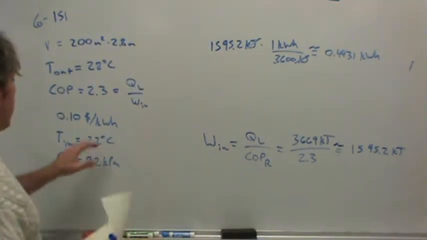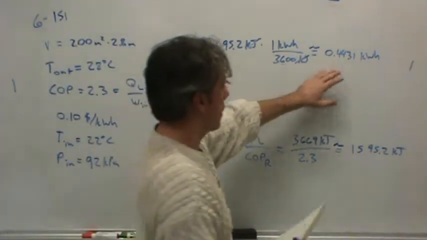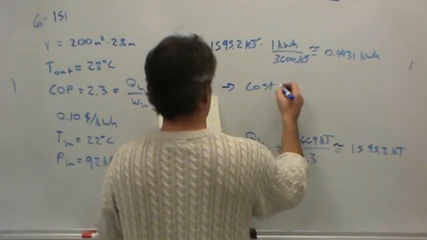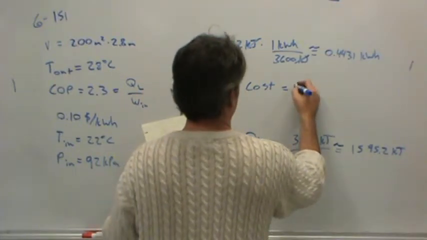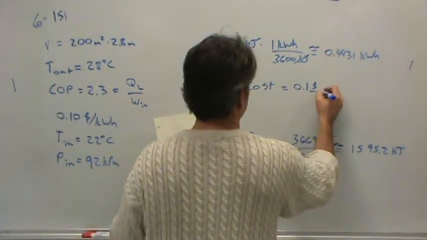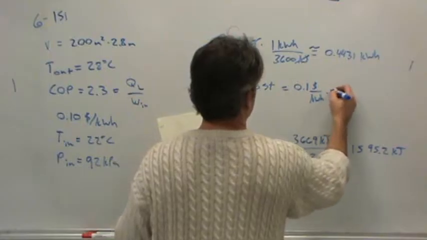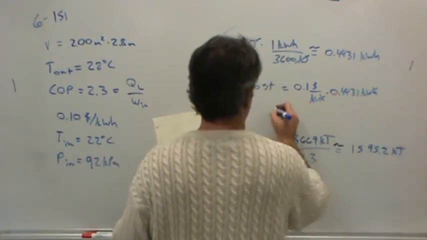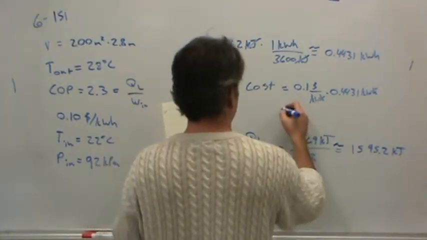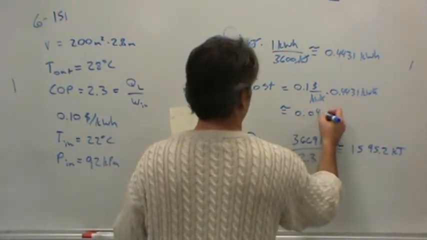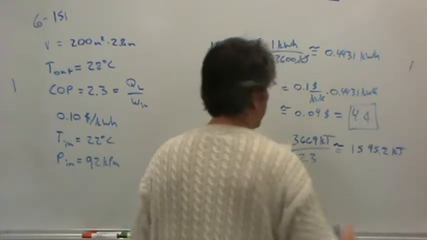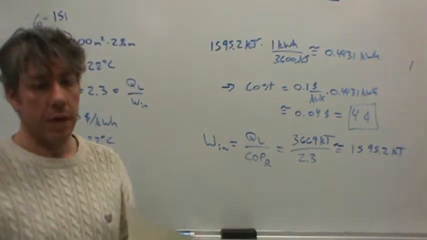Okay, so at a cost of 10 cents per kilowatt hour, you just multiply these two together. So take a tenth of this. And so the amount of cost would be $0.1 per kilowatt hour times 0.4431 kilowatt hours worth of electricity. Comes up to a grand total of about $0.04, which is about 4 cents. That's what it costs to run the bathroom fan for an hour.